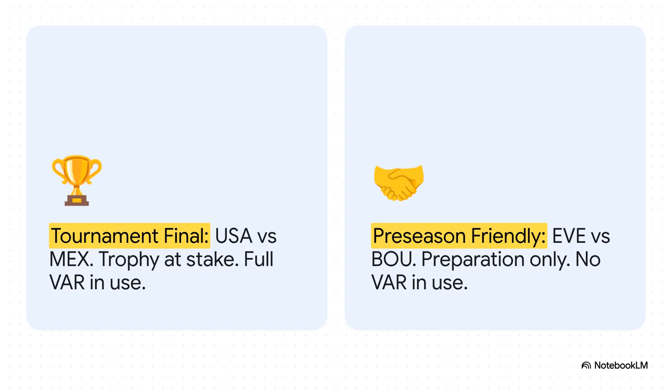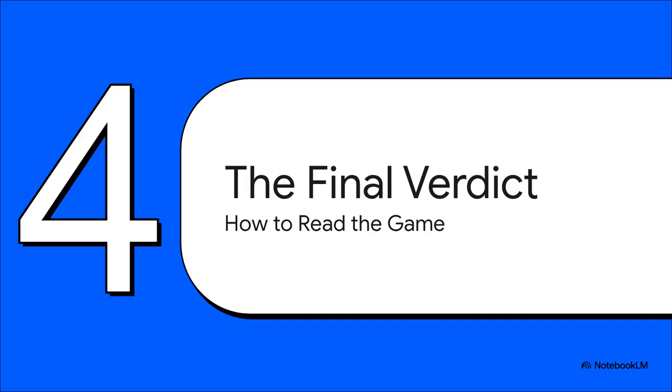On the other side, you've got Everton versus Bournemouth in a preseason friendly. It's basically a practice match. A lopsided stat line in that final means everything. In the friendly, it might just mean one team is trying out a new formation. Context is king. So, now that we have all the tools, let's put it all together. Let's deliver our final verdict on how to read the game like a true expert.